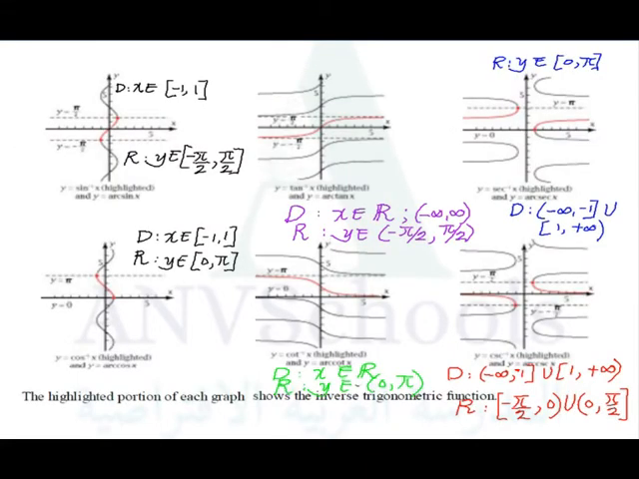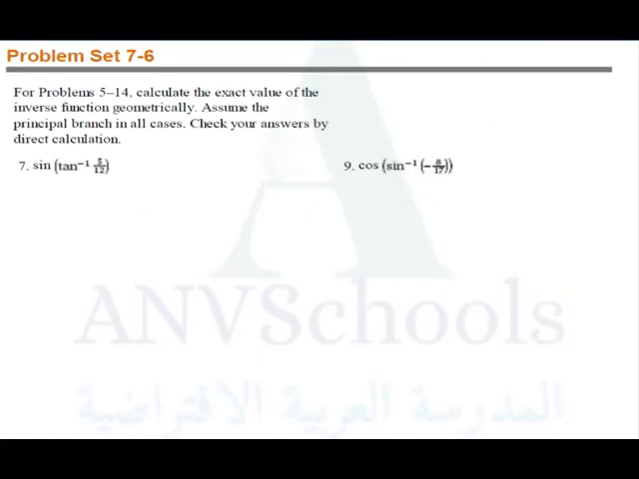For inverse cosine, the range should be from negative pi over 2 to pi over 2, and the domain should be from negative 1 to 1, and so on and so forth. So these should be our guides. Okay, so starting from number 7, sine of the inverse tangent of 5 over 12. So what is the principal branch of this?